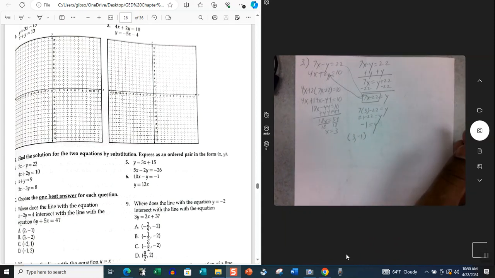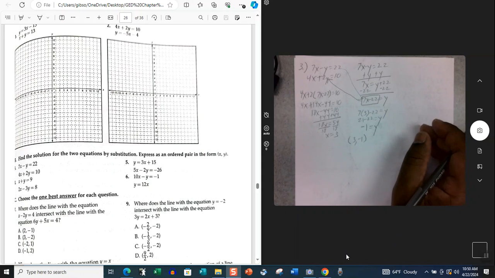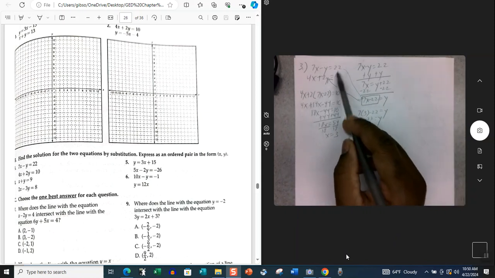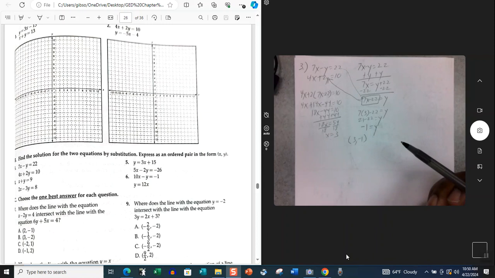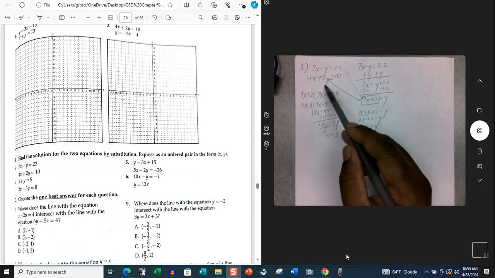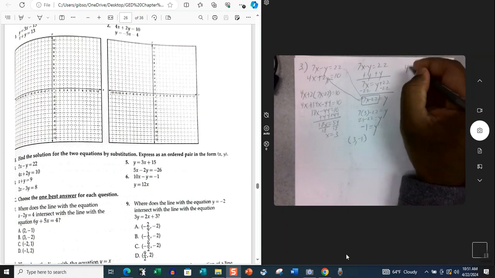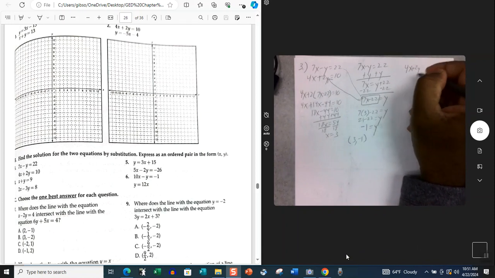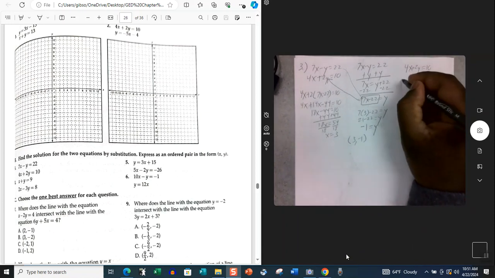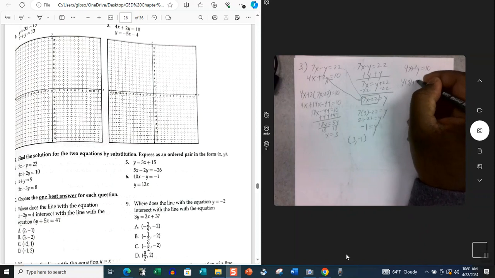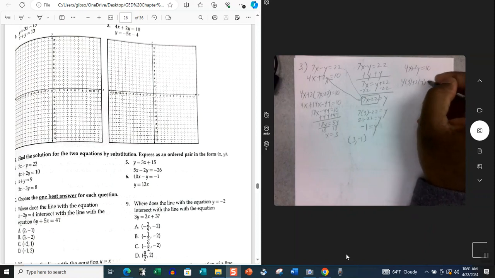Now, I'm only going to do this once. I'm going to go through and substitute these values in just to show you that they work. It doesn't matter which equation you use. I'll use the bottom one. So you have 4x plus 2y equals 10. We'll substitute in 3 for x and negative 1 for y.